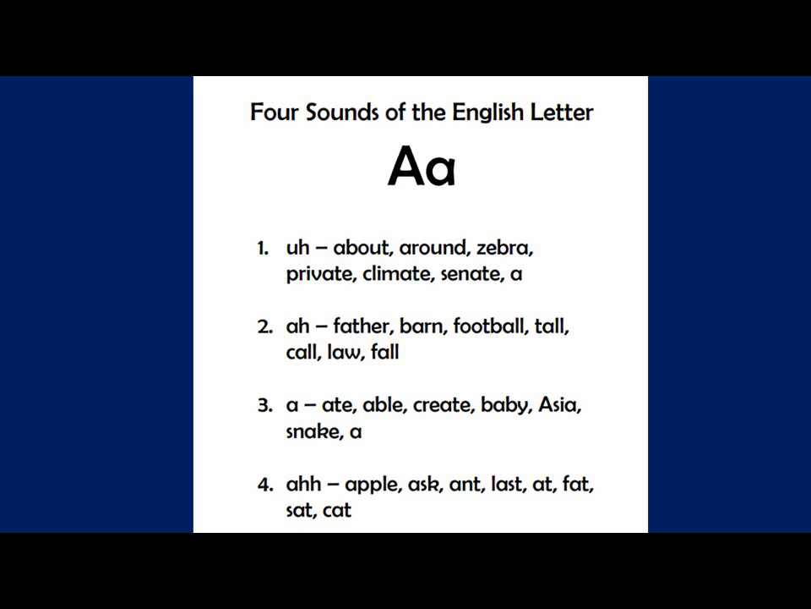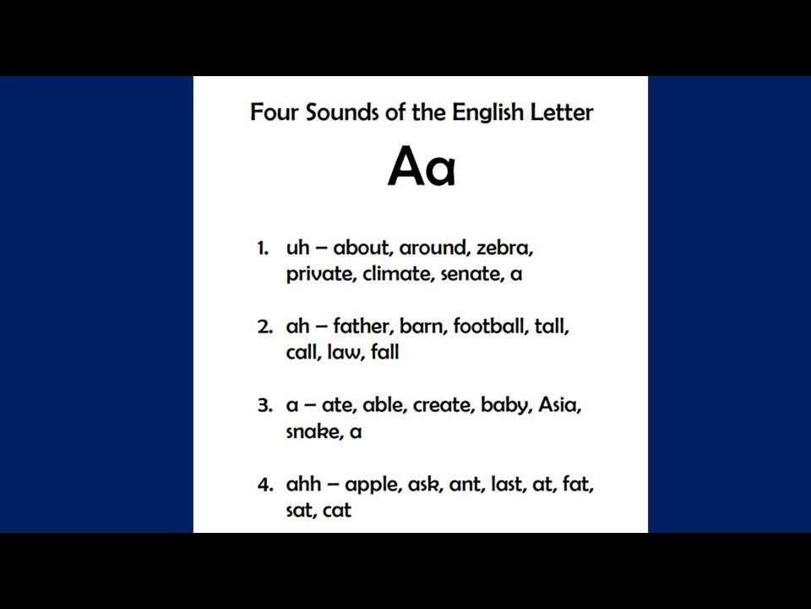Let's look at the sound of the letter A. Remember, we have vowels and consonants. What are the vowels? There are 5 vowels: A, E, I, O, U. All of the vowels have at least 2 sounds, but A has 4 sounds. Look at the slide. Can you say that? About, around, zebra, private, climate, senate. So one of the A sounds is about.